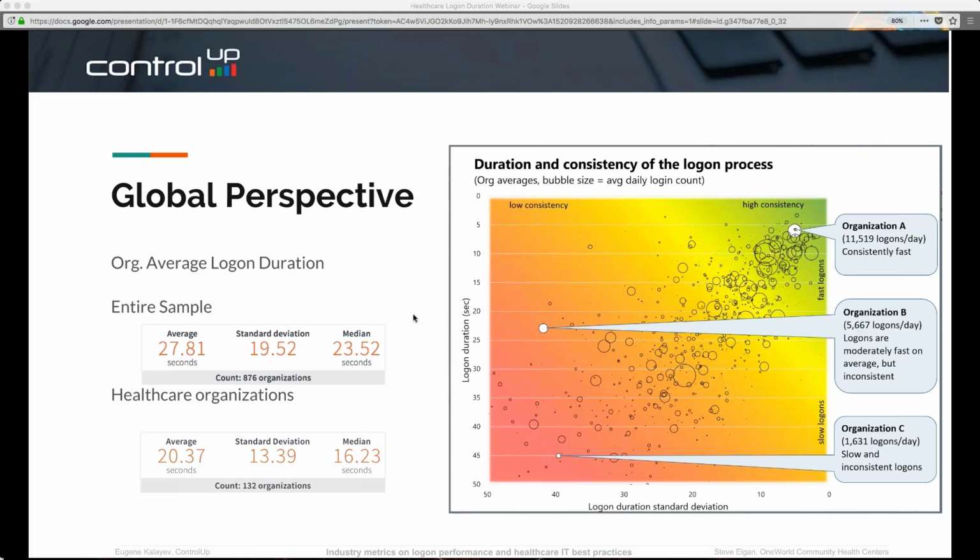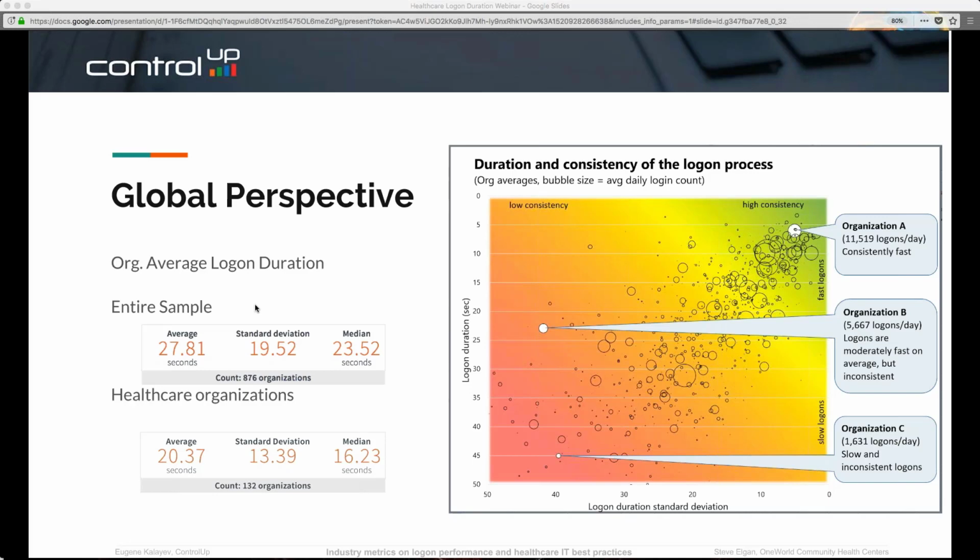So if we take all those almost 900 organizations in the sample, and we take all their averages and take an average of those averages, then the grand average is about 27 seconds. That means that on average, an organization has an average logon duration of 27 seconds. That also provides some kind of anchor if you want to assess really quickly whether the situation in your environment is really bad, okay, or really good, then this 27 seconds can be used as an anchor.